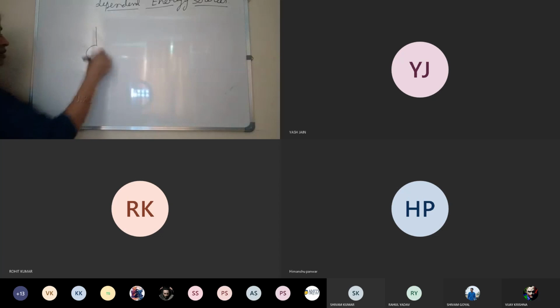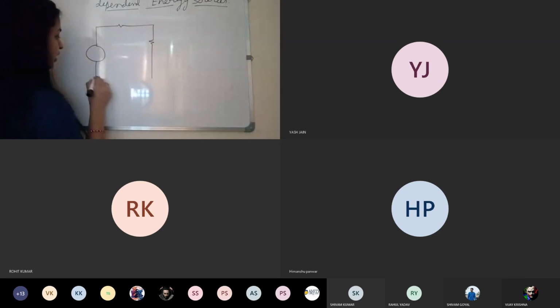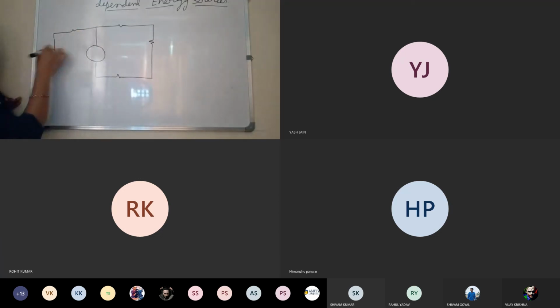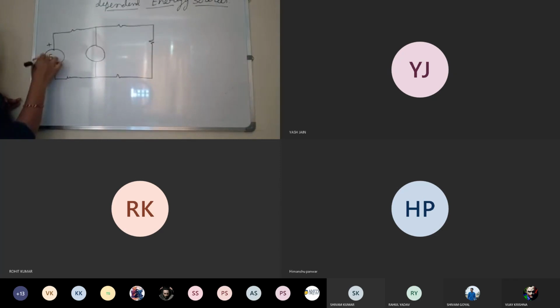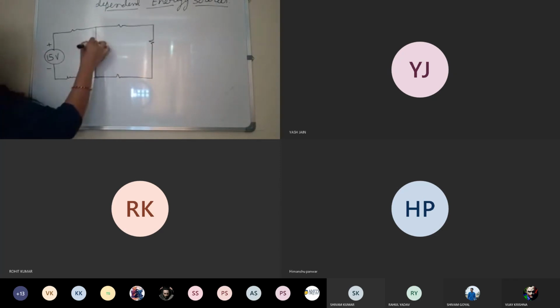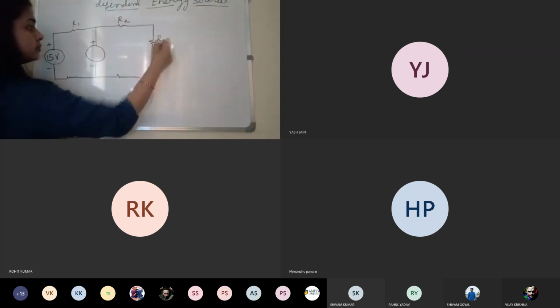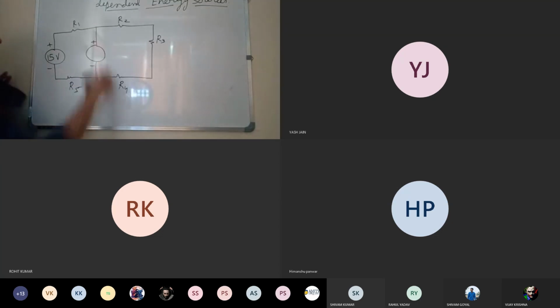If we write one circuit and see the circuit in this way, please be in the habit of writing your notes.